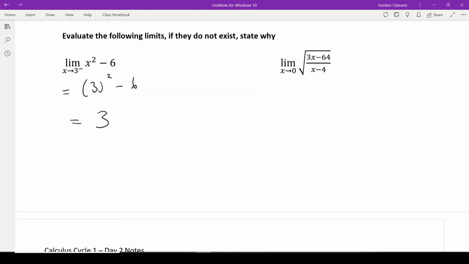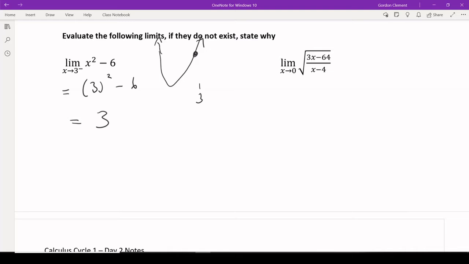Yeah, so there's nothing weird going on at 3 on this function. This function's a parabola. So as x gets close to 3, it's going to get close to wherever the graph is, and the graph happens to be at 3 there, 9 minus 6. Okay, so that's a parabola. There's nothing weird going on there. We can just plug in, get an answer.